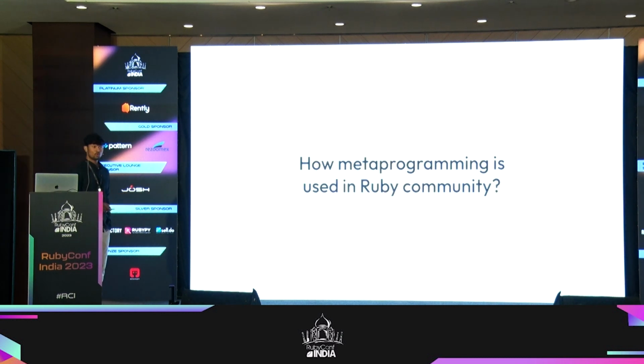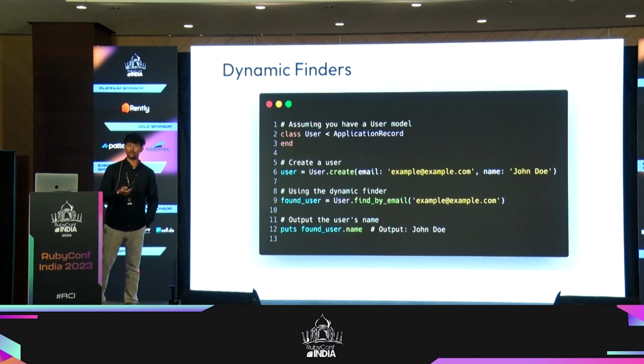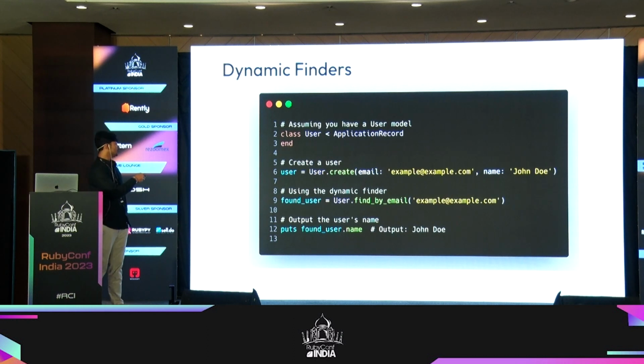So how is metaprogramming used in the Ruby community? We will see one example. Suppose you have a user model, right? And that has attributes like name or email. If you see in the user model, we have not defined any methods like find_by_email, find_by_name or anything, but Rails provides them by default. And how that is possible is through metaprogramming.